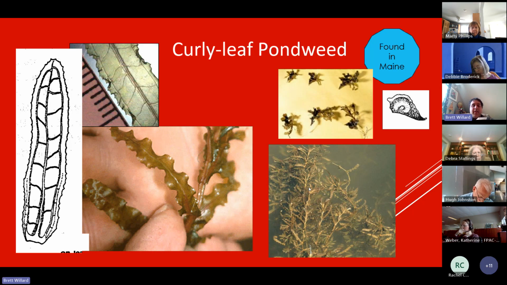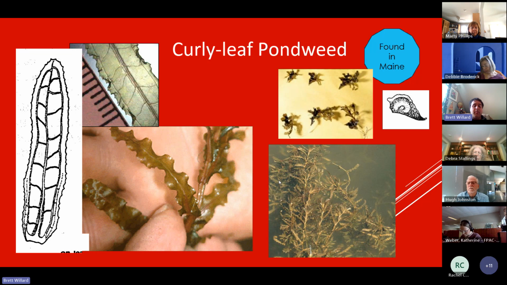In Maine, this plant reproduces asexually through turions, which in the photo in the top right are these sort of hardened vegetative structures that it produces to clone itself. It can also reproduce by seeds. If it does produce a seed, that little drawing on the right shows the seed. It looks like a woodpecker's skull. But because this plant can reproduce with turions, it has sort of a leg up on native plants.